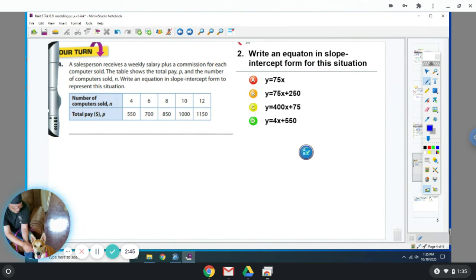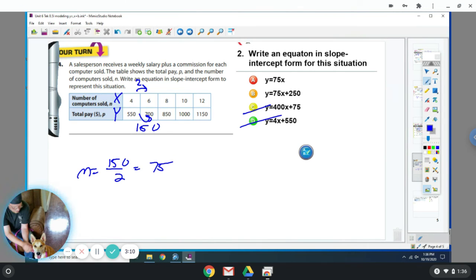So now you try one. This is your x and this is your y. So y is going up 150, and then x is going up 2. So your slope will be 150 over 2, which is 75. So it means automatically C and D are wrong.